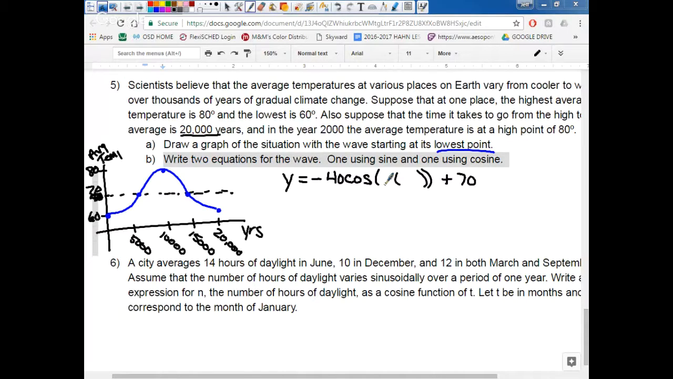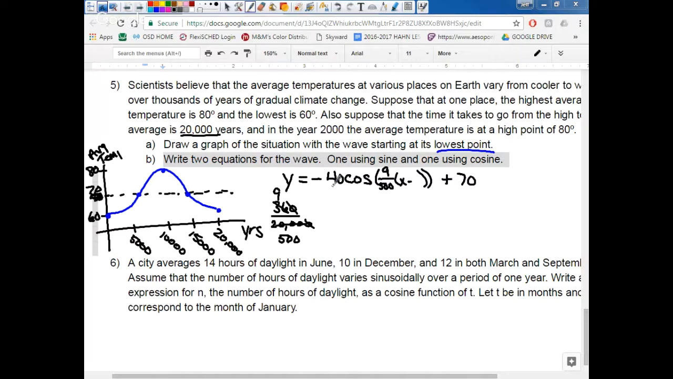360 divided by 20,000. So I'm just going to simplify that. I can divide both by 10, and then I can divide both by 4 at least. So this is going to be 9 on top, and this is going to be 500 on the bottom. 9 over 500. And then I'm going to have x minus.